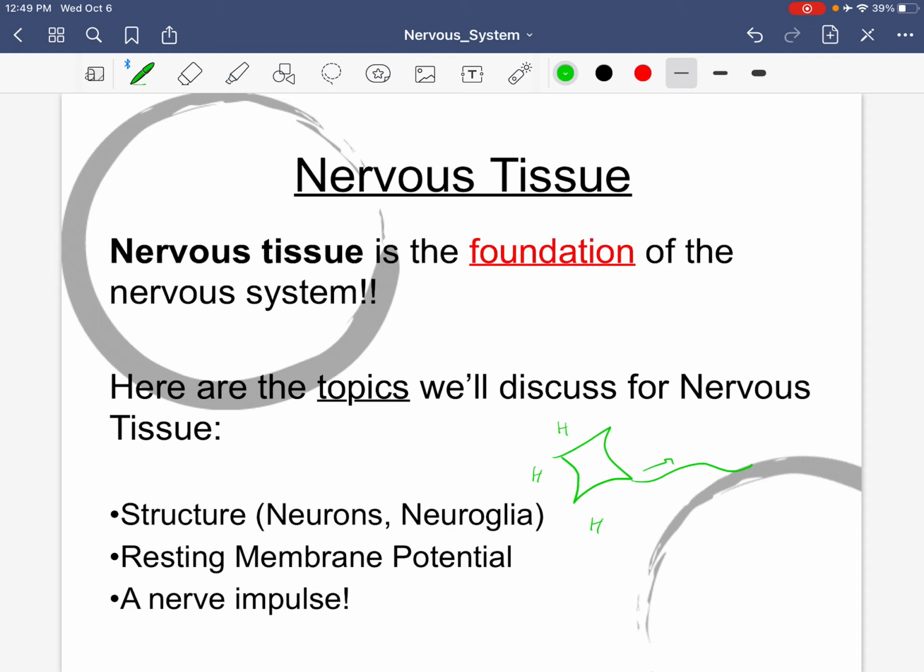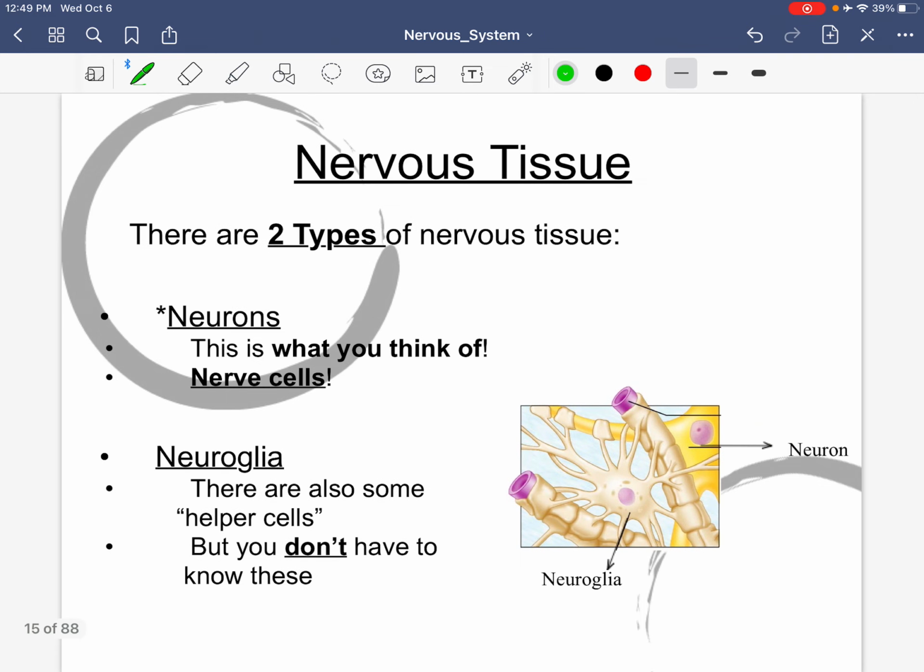So in this portion of the chapter, we're going to talk about the structure of the neurons and the helper cells. We're going to introduce something called the resting membrane potential, and I really like that discussion. Seriously, it's really good. And then we're going to talk about the basics of how your nervous tissue is able to generate an electrical impulse. That's really cool. Okay, here we go.